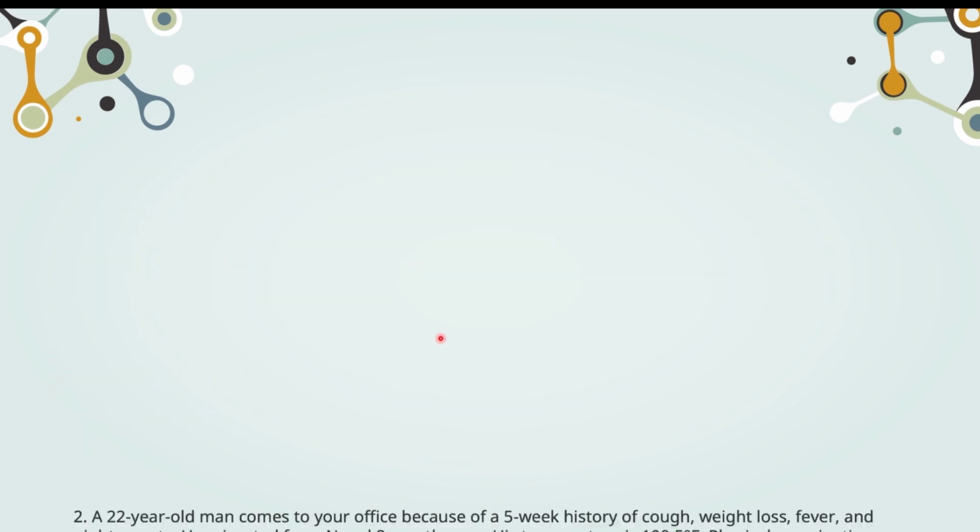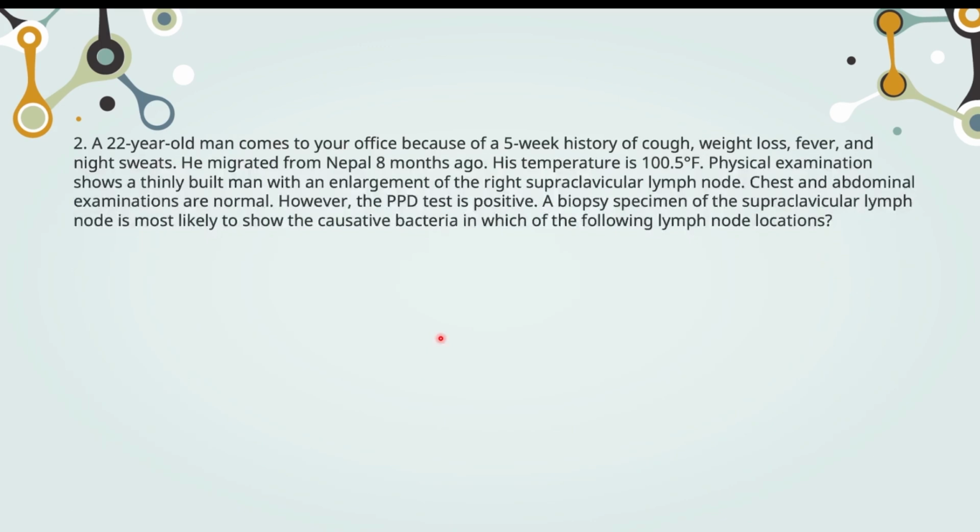All right, so now let's look at another question. A 22-year-old man comes to your office because of 5-week history of cough, weight loss, fever, and night sweats. Now, he migrated from Nepal 8 months ago. His temperature is 100.5. Physical examination shows a thinly built man with enlargement of right supraclavicular lymph node. Chest and abdominal examination are normal. However, PPD test is positive.